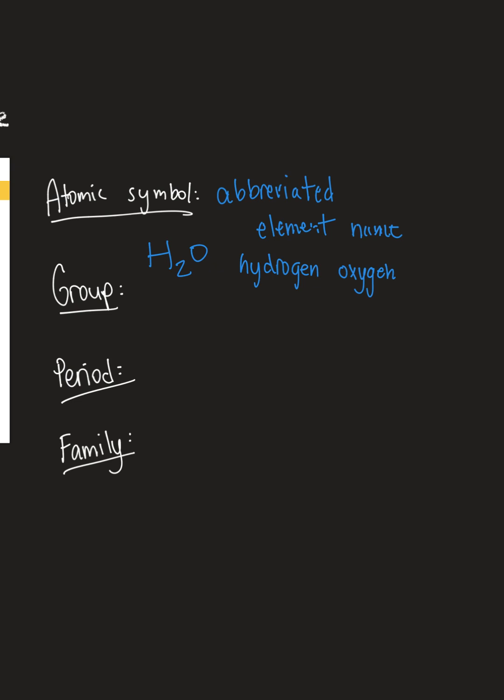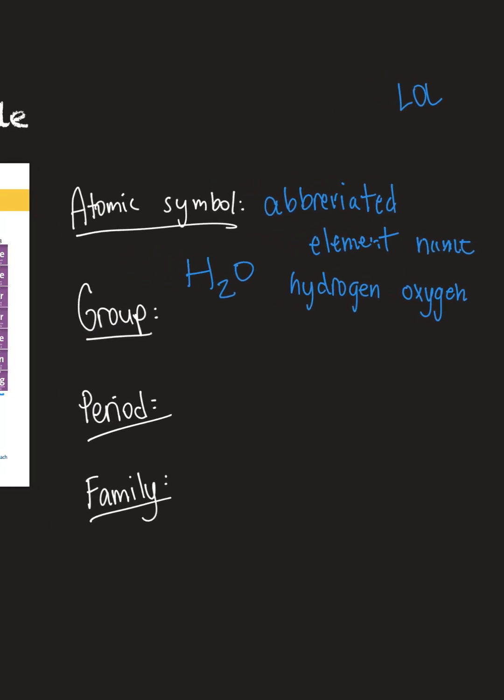So you might be texting a friend. I'm going to say something old people would say: maybe you say LOL, laugh out loud. Rather than writing all that out, you just put LOL, okay? So it's quicker for us to write H than to write hydrogen. So the atomic symbol is the abbreviated element name.